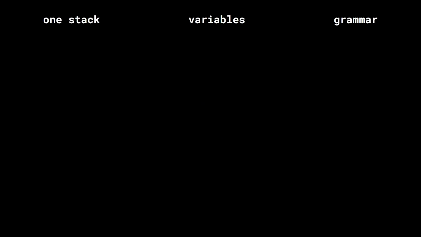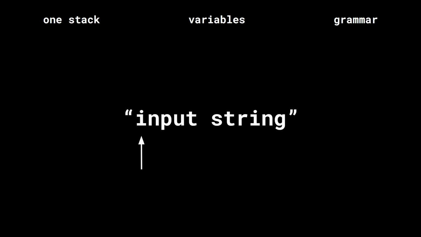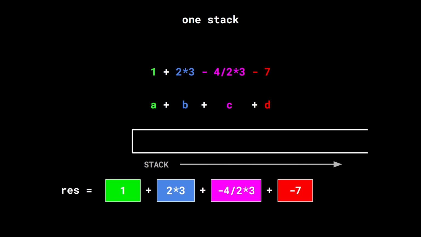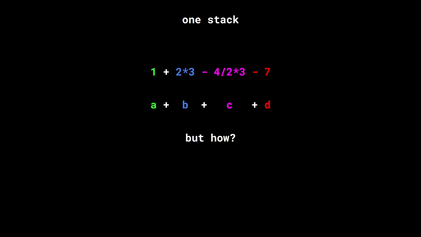For the 3 solutions I'm going to show you, we are going to read the input string character by character from left to right. For the first solution that uses a stack, the main idea is that given an expression like this one, we are going to convert it into a sum of terms. In this example, we have the terms a equal to 1, b to 2 times 3, c to minus 4 divided by 2 times 3, and d to minus 7. Each one of these terms will be pushed onto the stack, and then we will just pop everything from it and add them together.